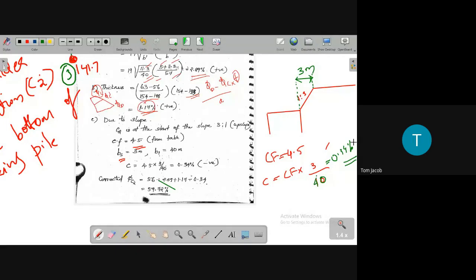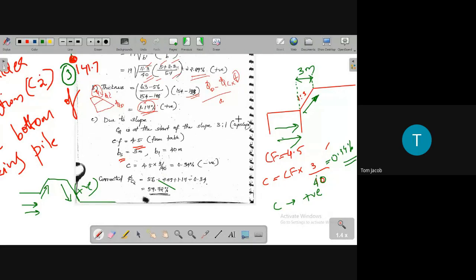And when the slope is upward, it is taken as negative. Here you can see the direction of flow is like this, and the slope is upward like this. Actually, when the slope is downward, the flow direction is like this and the slope is downward, and that case correction is positive. So for upslope it is negative, and for downslope it is positive.